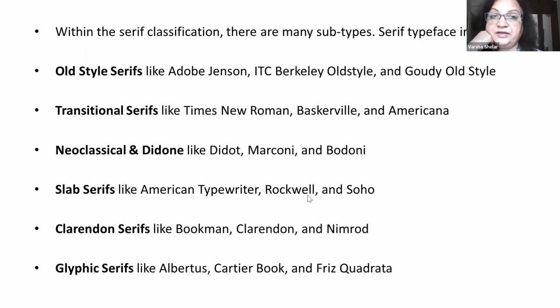There's transitional serifs, like we mentioned, Times New Roman, Baskerville and all. Neoclassical and Didone, like Didot, Marconi, Bodoni. Slab serifs, Clarendon serifs, and Glyphic serifs. Okay, so the old style serifs, obviously you know why they are called old style serifs. The earliest serif fonts were inspired by handwritten serif letters written by pens or reed.